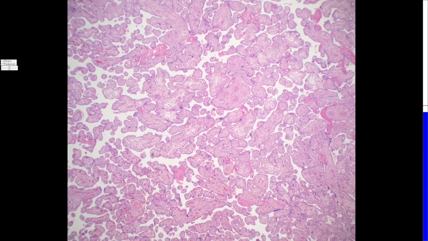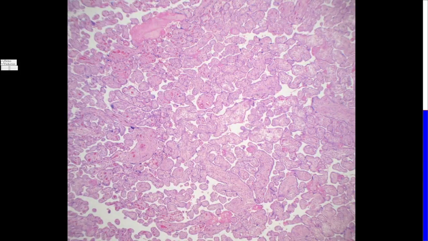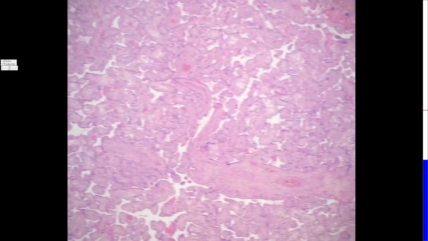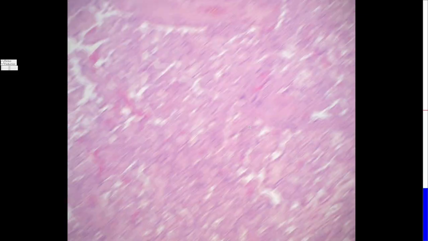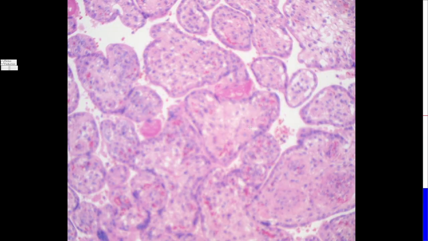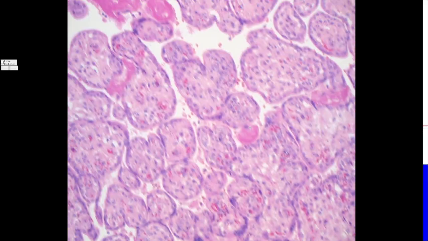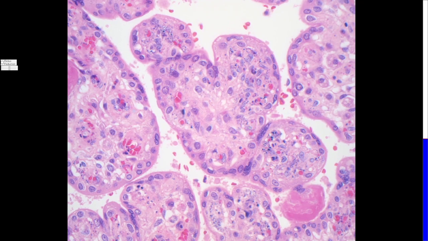And then when we come to this area, the villi look large and expanded, and you may even think maybe it's chorioangiosis or it's villous immaturity. You may consider some differential diagnosis, but when we look at the villi themselves, it's quite remarkable. This is what we call stromal-vascular karyorrhexis. So this lesion is characterized histologically by a lot of karyorrhectic debris.